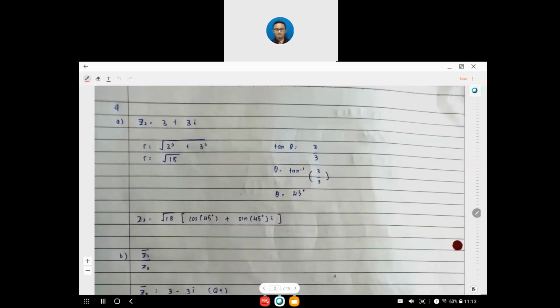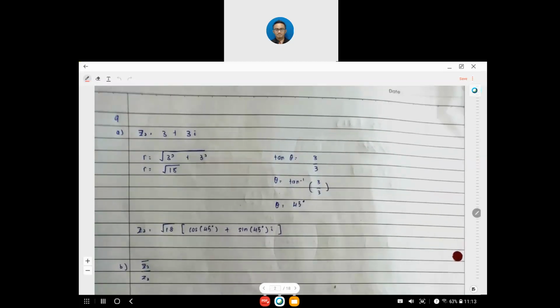Question 9. Given Z1 equal to 1 plus 3i divided by 2 plus i, Z2 equal to 3i plus 3, and Z3 equal to 3 minus i divided by 4 minus i. Find the modulus and argument, and then write the following expressions in polar form. So you want to find it in polar form.